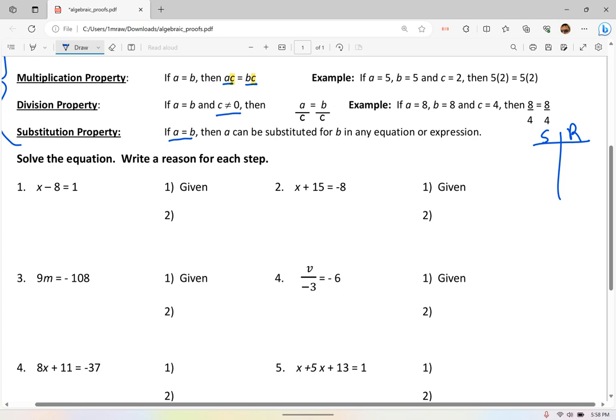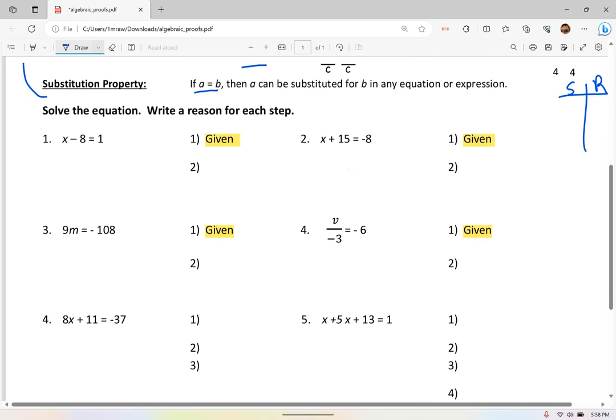So you're going to see on a majority of these properties and proofs that we start off with given. That's our very first reason because these numbers don't just come out of nowhere. Again, 99.99% of the time, that first reason is given because that's what you start off with.